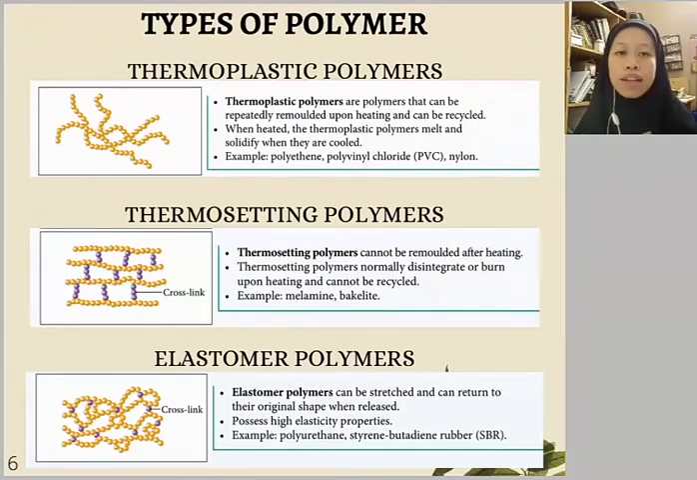And the third one is the elastomer polymers. Elastomer polymers can be stretched and return to their original shape when released. So this one can be stretched and returned to its original shape. So the example of elastomer polymers is polyurethane and styrene butadiene rubber (SBR).